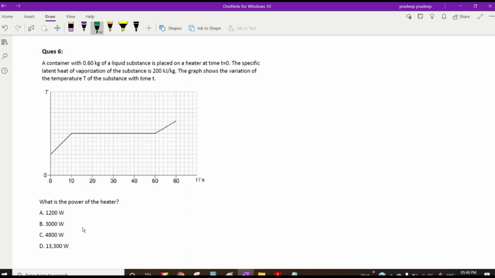I used the specific latent heat of vaporization with the formula Q equals mL. Based on that, we know the mass and we know the latent heat of vaporization for it. Correct. Okay, let me substitute the values: 0.6 multiplied by 200 kilojoules per kg. So this will be how much? It should be 120. Yes.